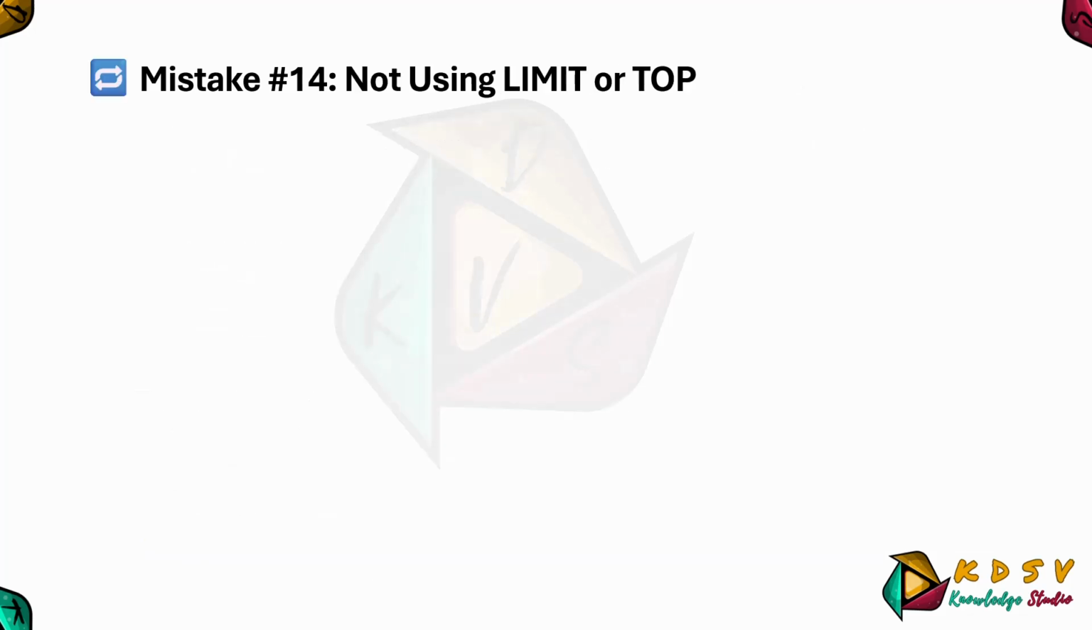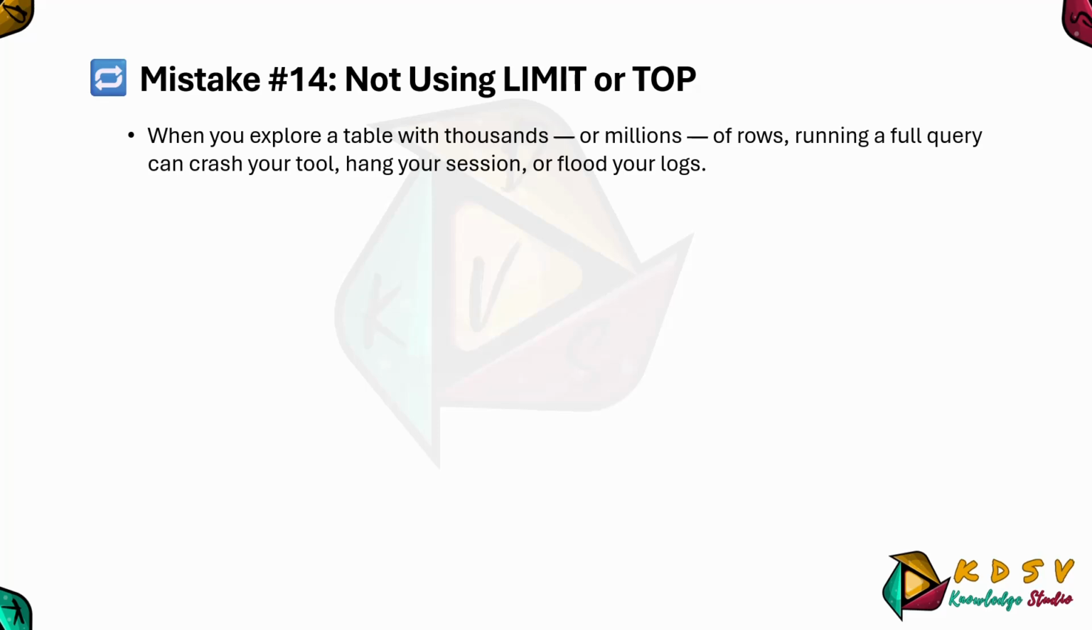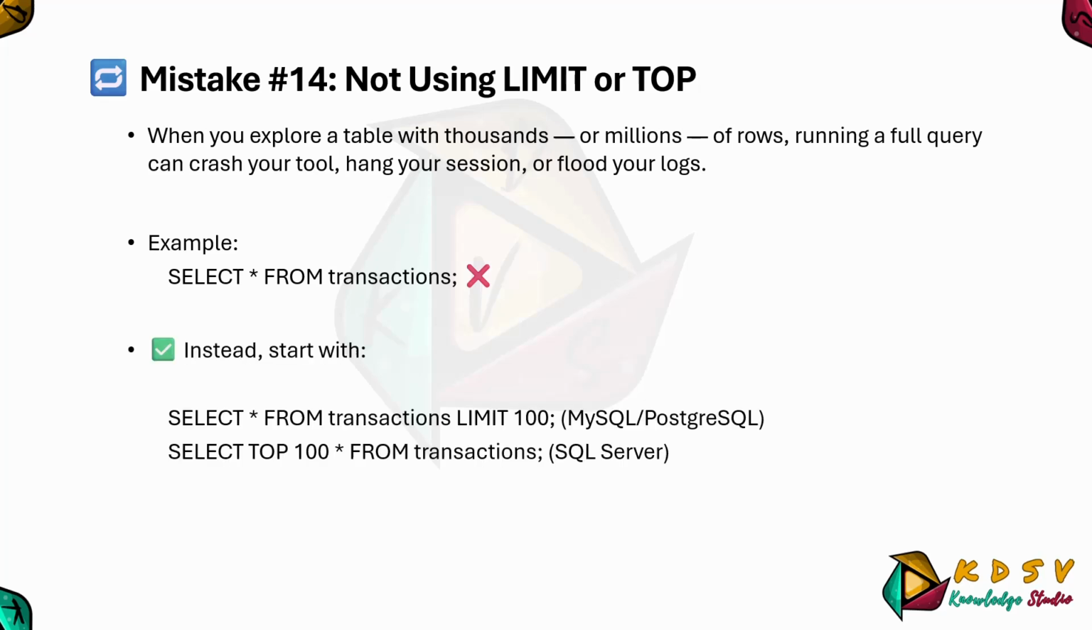Mistake number 14: not using LIMIT or TOP. When you explore a table with thousands of records or millions of rows, running a full query can crash your tool, hang your session, or flood your logs. For example, select star from transactions. Instead, start with select star from transactions limit 100 rows.